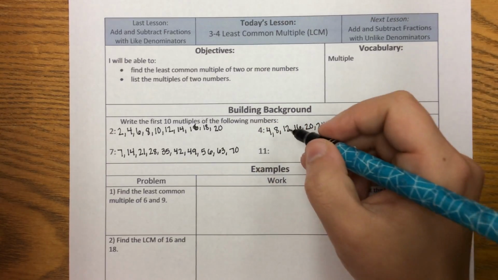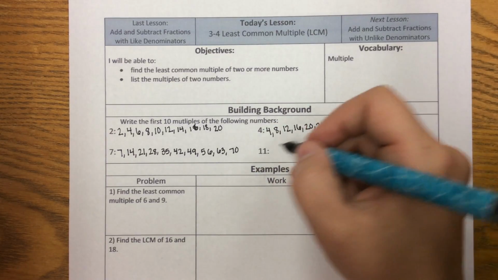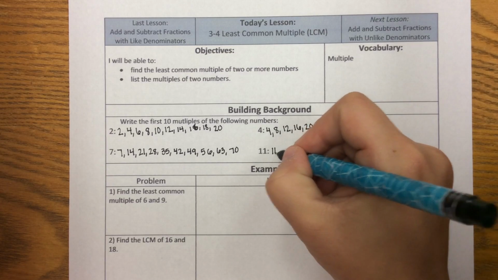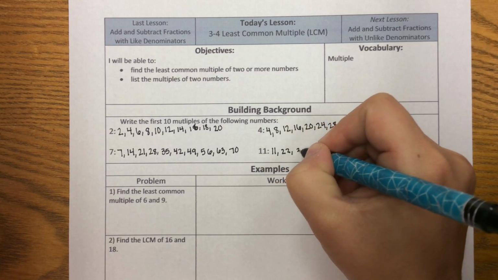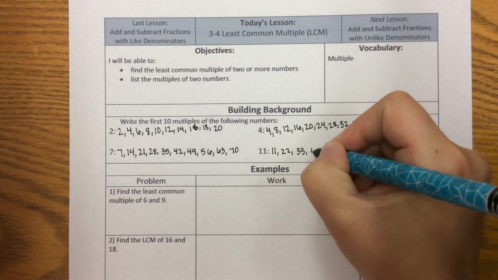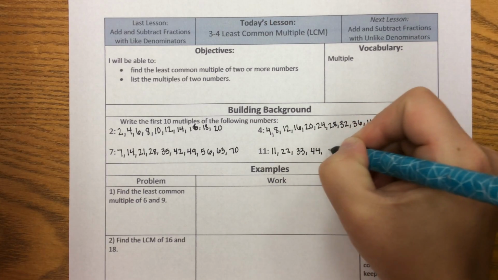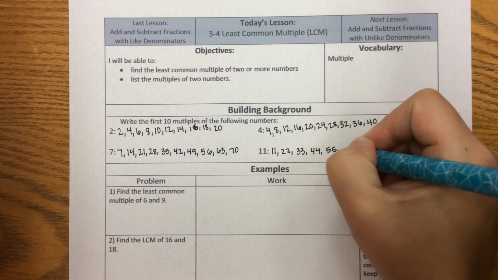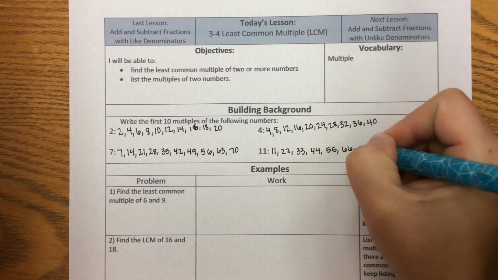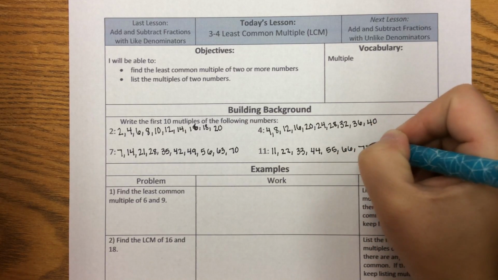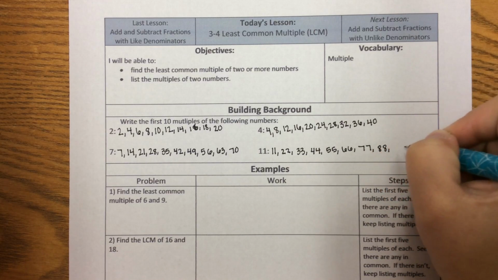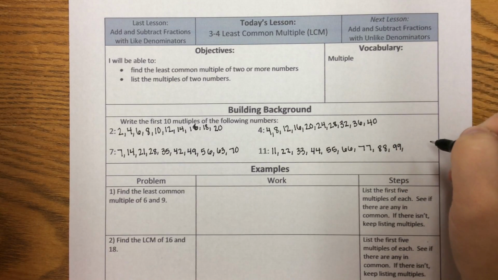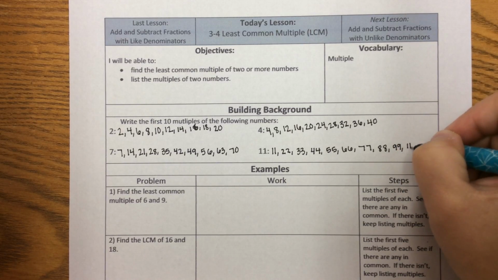Now 11s are pretty easy because it's just going to be the doubles of everything. So 11 times 1 is 11. 11 times 2 is 22. 11 times 3 is 33. 11 times 4 is 44. 11 times 5 is 55. 11 times 6 is 66. 11 times 7 is 77. 11 times 8 is 88. 11 times 9 is 99. Now here's the one that's tricky. 11 times 10 is 110.